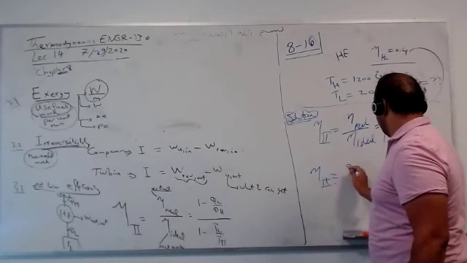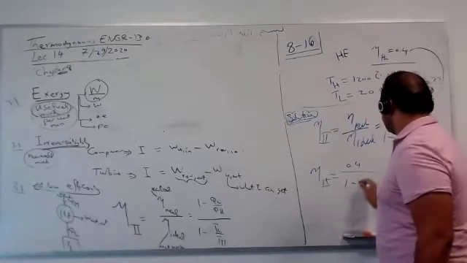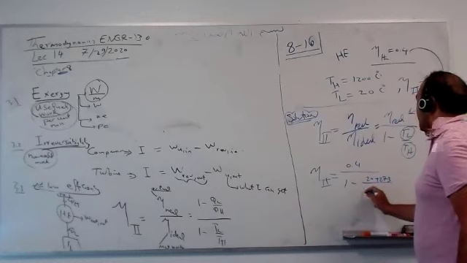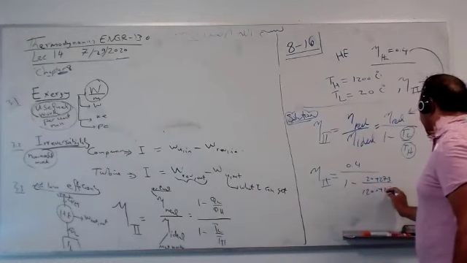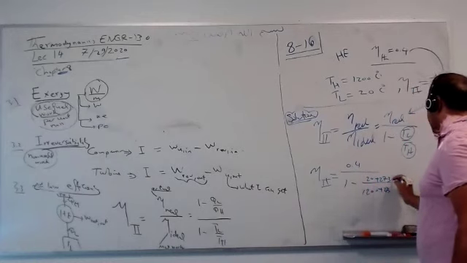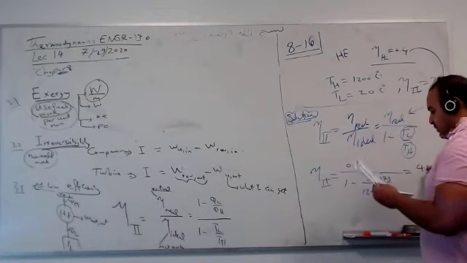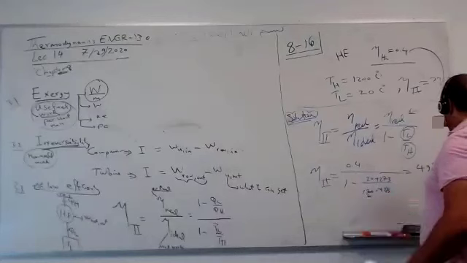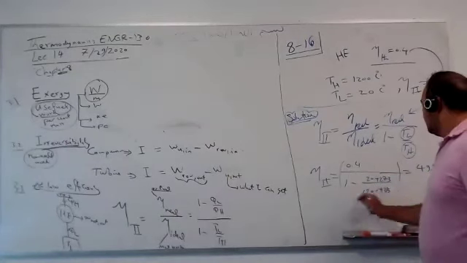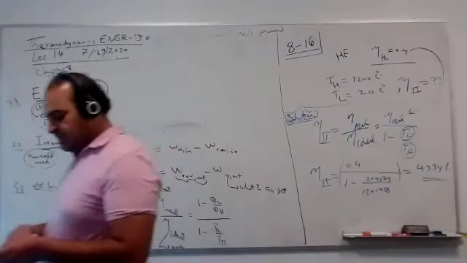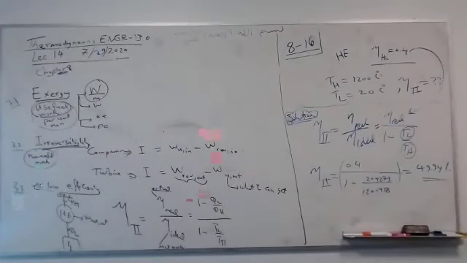Just one line: 0.4 over 1 minus 20 plus 273, over 1200 plus 273, which is 1473. That's it. So eta double I was 49.94%. Multiplied by 100, that's it, almost 50%. Second law efficiency: I am 50% away from the ideal case.